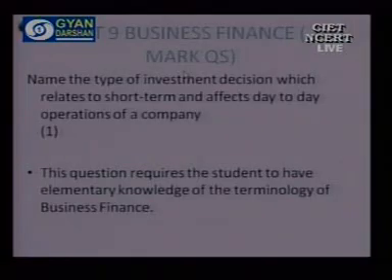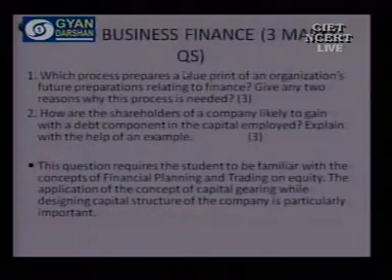Now these are questions which require students to have elementary knowledge of the terms that are there in the chapter. Then we can also have other types of questions for 3 marks, like: which process prepares a blueprint of the organization's future, and so on. These are all 3-mark questions. Or this next one, which is a little tricky for students: how are the shareholders of a company likely to gain with a debt component in the capital employed? Now you can be asked to explain this with the help of an example. This is basically trading on equity.